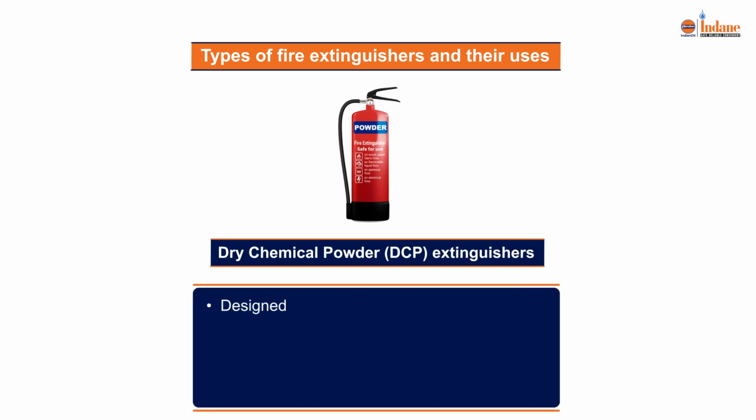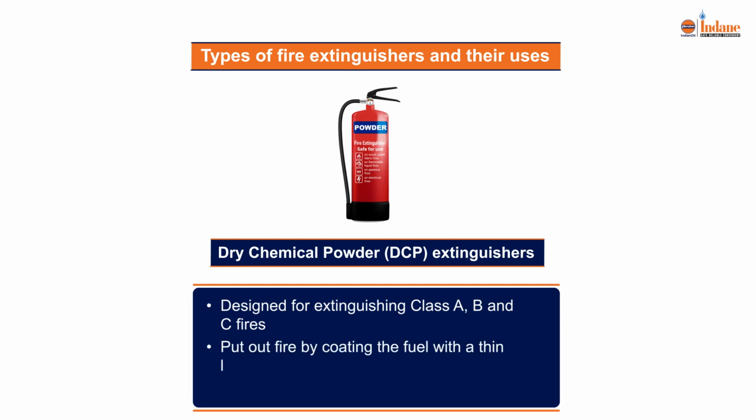DCP is designed for extinguishing Class A, B, and C fires. Dry chemical extinguishers put out fire by coating the fuel with a thin layer of dust. It separates the fuel from the oxygen in the air.